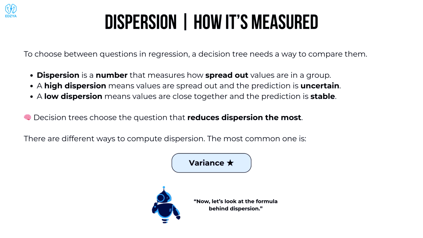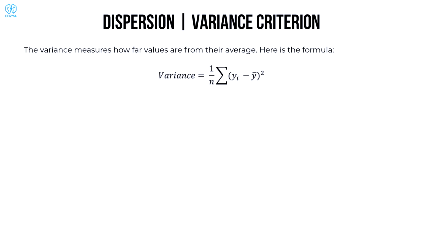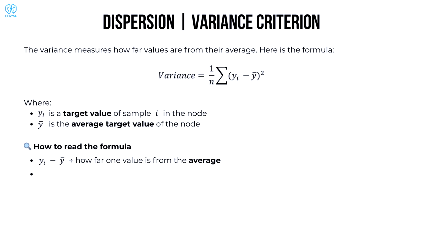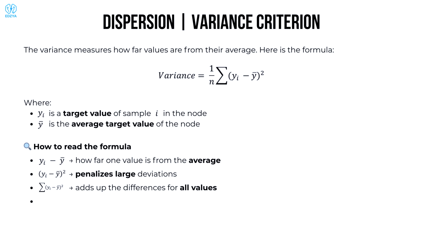Now, let's look at the formula behind dispersion. Variance measures how far values are from their average in a regression node. The formula starts by comparing each value to the average of the node. Here, y sub i is the target value of one sample, and y bar is the average value. The difference y sub i minus y bar shows how far one value is from the average. Squaring this difference penalizes large deviations more strongly. These squared differences are summed across all values in the node. Dividing by the number of samples gives the average dispersion of the node. That average dispersion is exactly what variance measures.